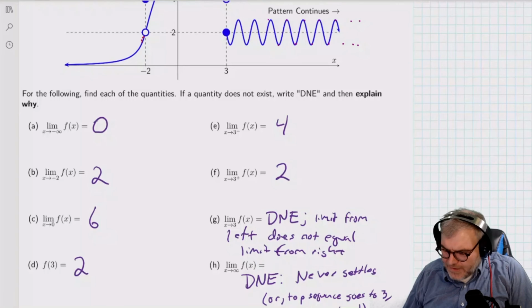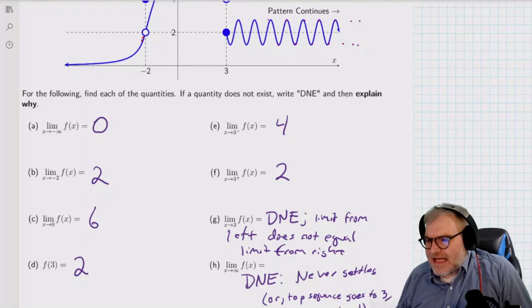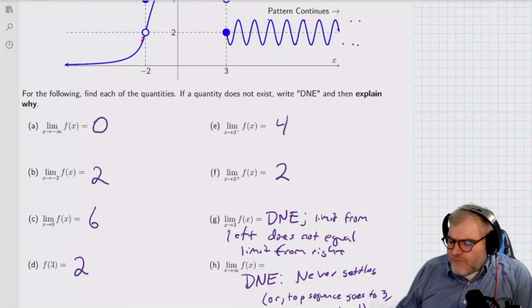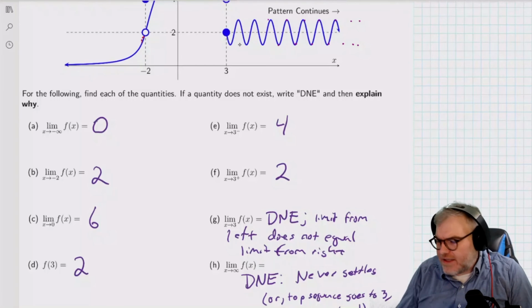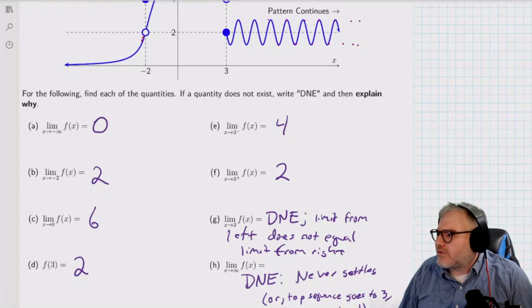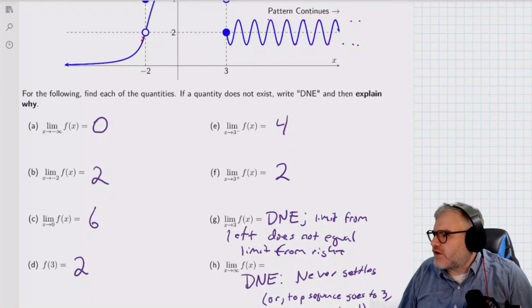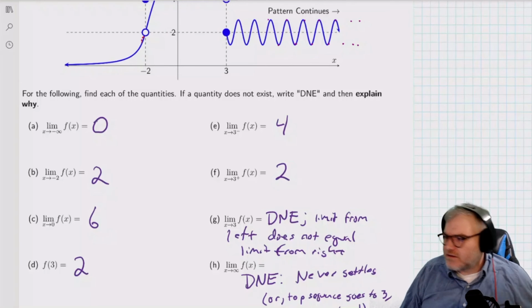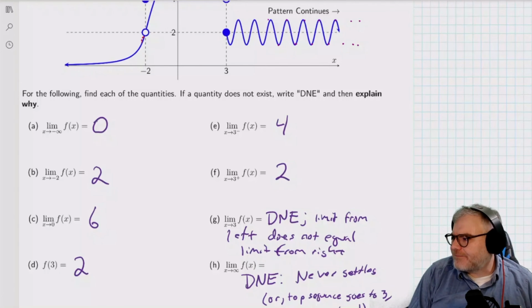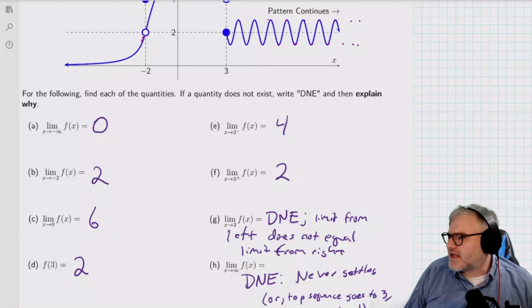All right. Part H is this thing about not settling. So there are functions that don't settle as I go to things on the inside. Let's look at one of those. Okay, so let's look at the function sine. This is kind of the typical example. Let's see, Desmos. So here would be a question that doesn't settle.